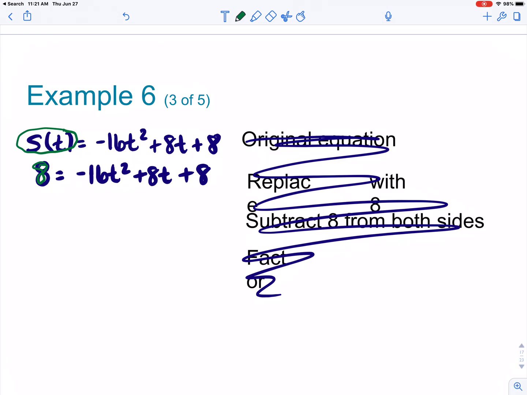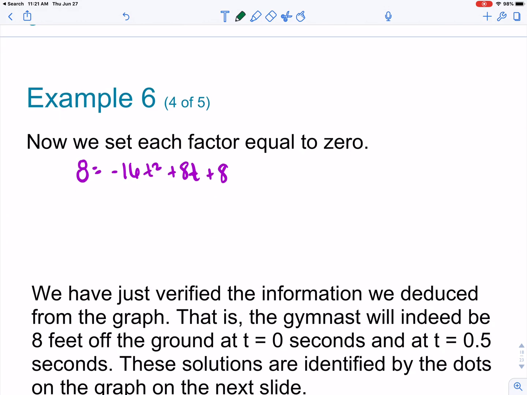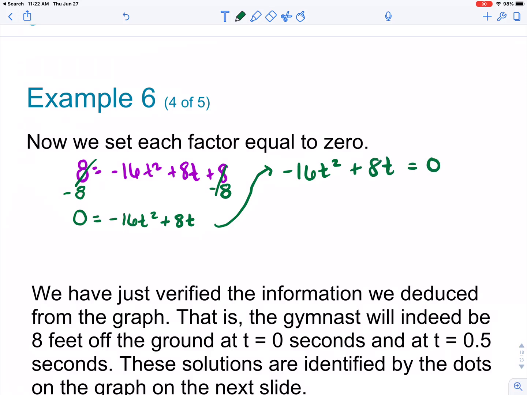Then I'm going to set it equal to 0 and factor it. So I'm going to set this equal to 0. What I've got to do is subtract 8 from both sides. So 0 equals negative 16t squared plus 8t, and the 8s canceled too. Now I've got to factor this. I'm going to write it the other way, with the 0 on the other side, because it drives me nuts writing it that way.